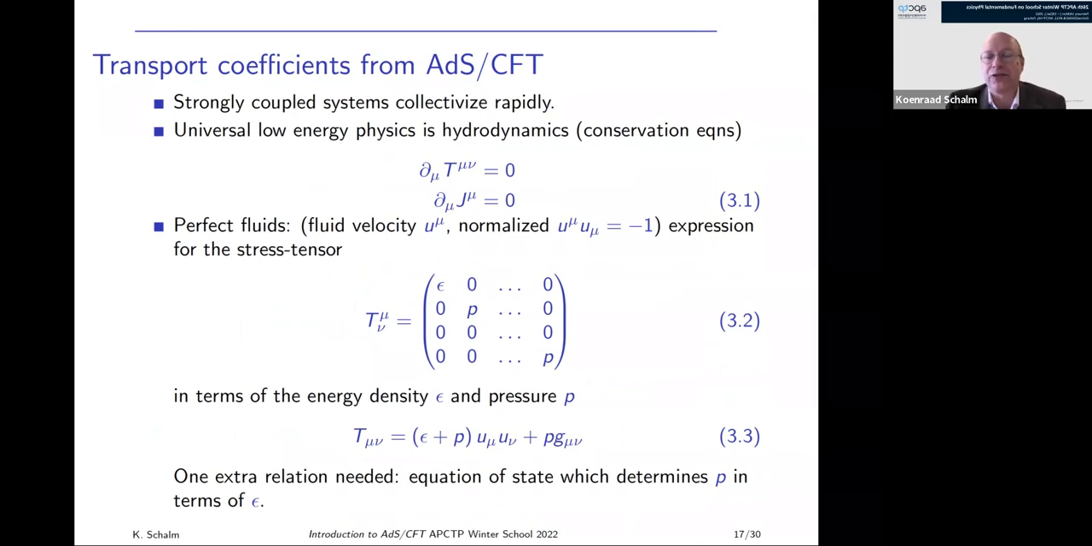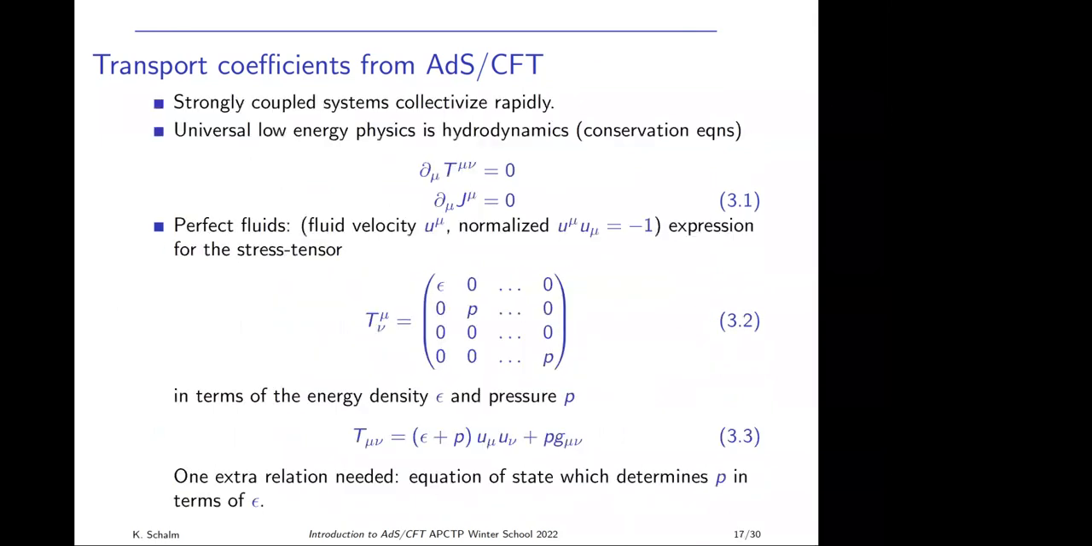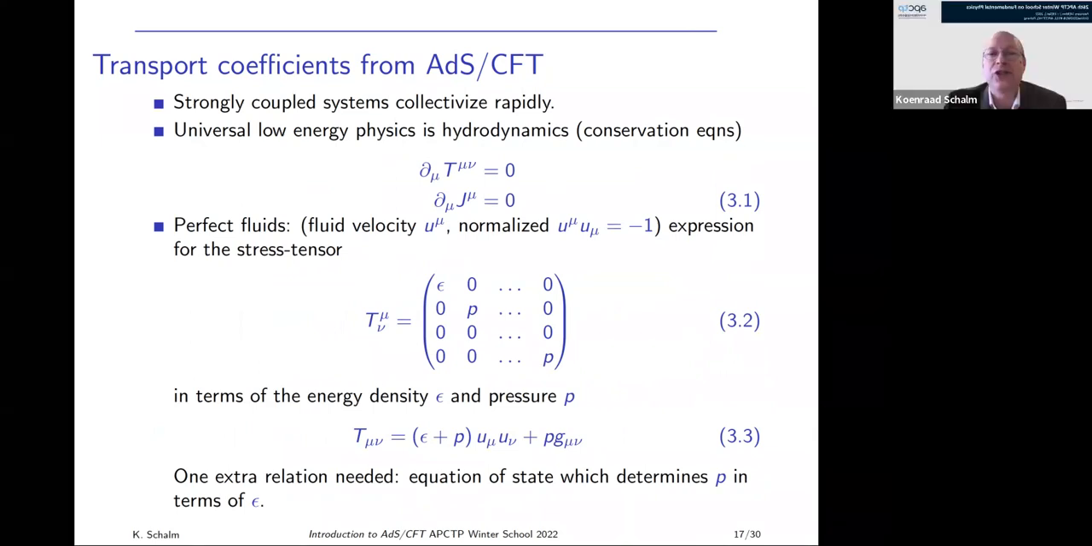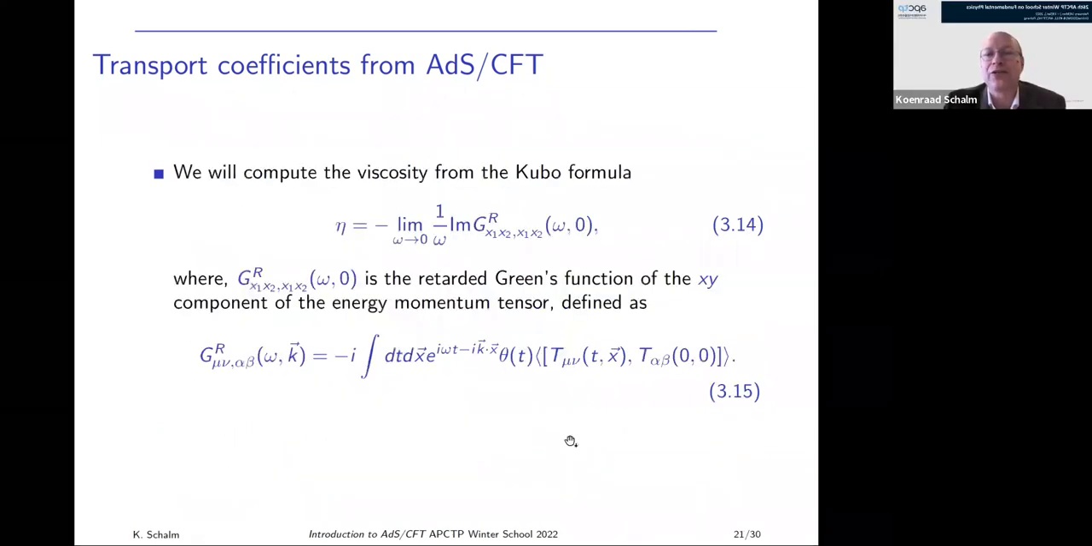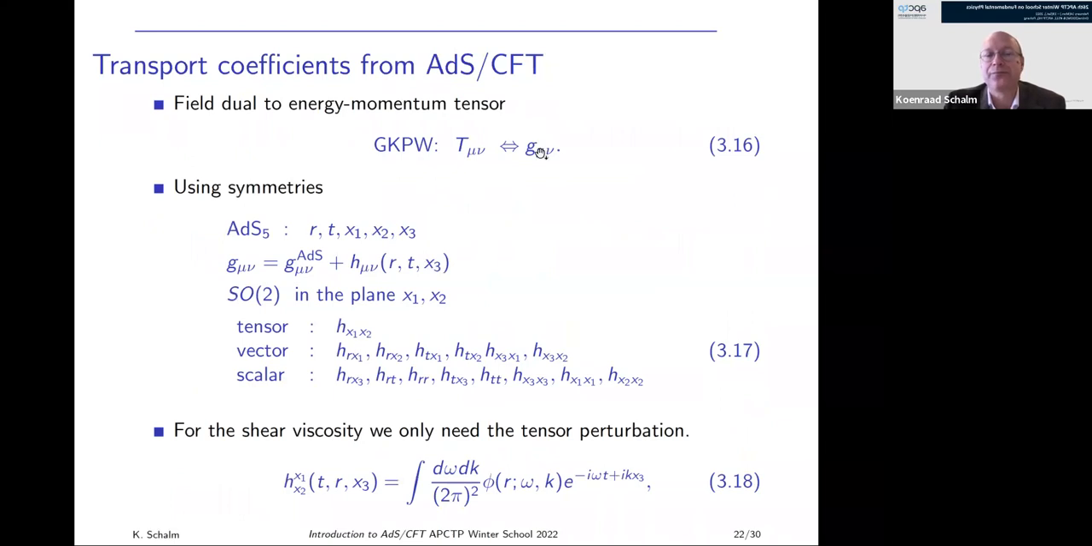Okay, I should have put eta mu nu here. This should be eta mu nu, whereas this G mu nu is the dynamical metric in AdS. Thank you.